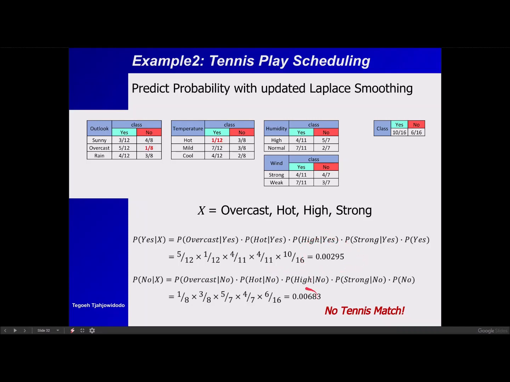But in short, we conclude that the probability of no given X is the largest now. So from here we can easily predict that there is no tennis match to be played. Okay, so this is one technique to mitigate the zero probability problem. We use what we call Laplace smoothing.